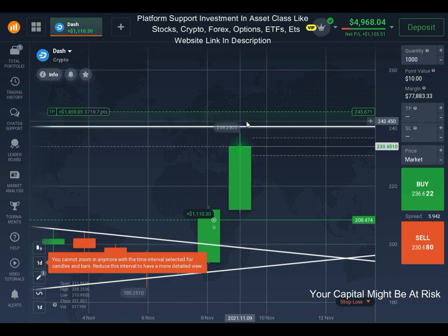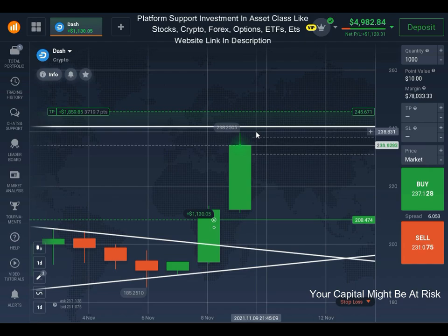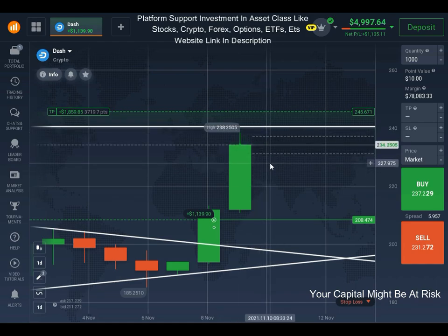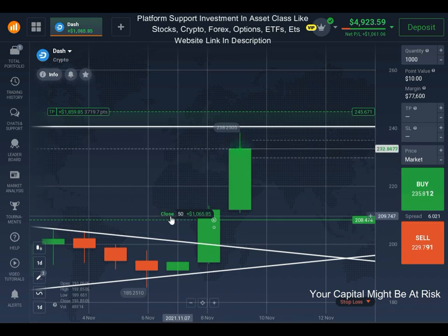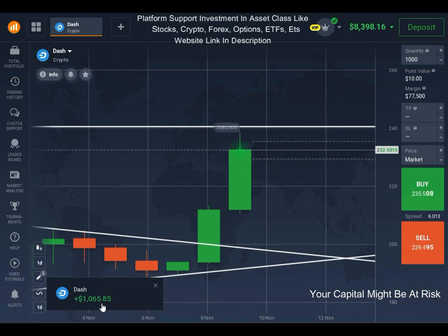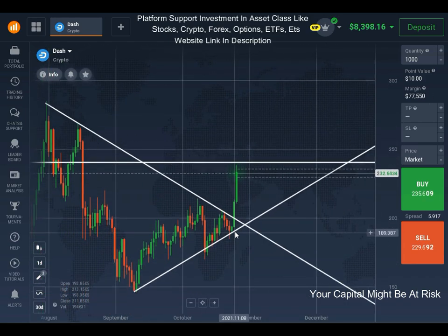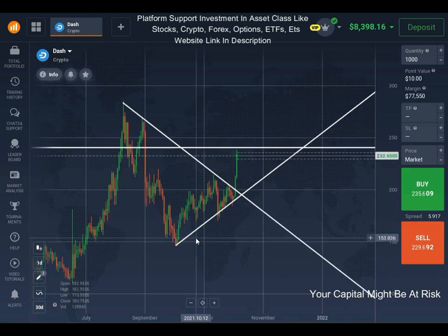So what I think here is that it's better to exit my trade here because the market can reverse very sharply from this level, as this is a strong level. It was previously a resistance also. So I will finish my trade here. I will close it, and we have made a profit of $1,065, which is quite sufficient for me. So this is the trading setup, and that's how I took the trade on this Dash cryptocurrency.